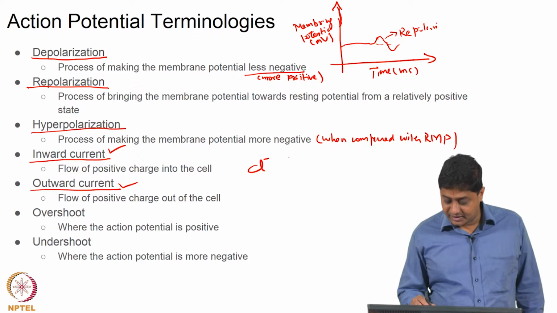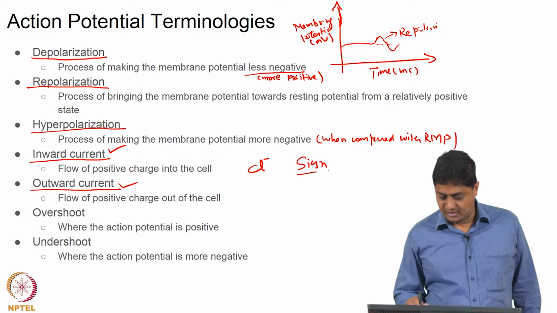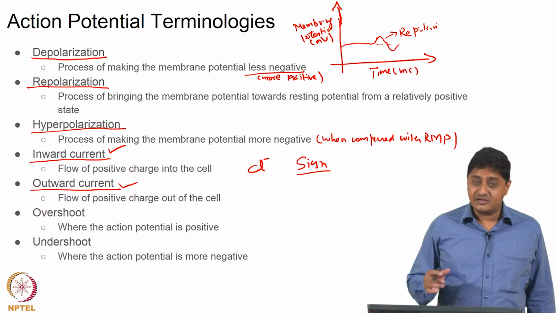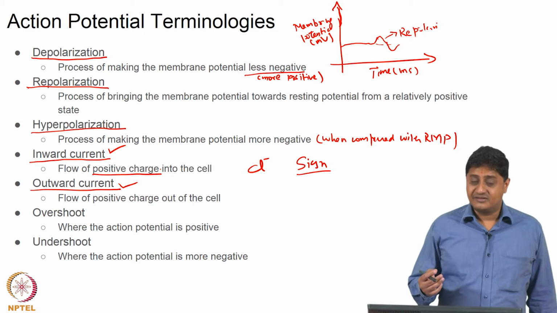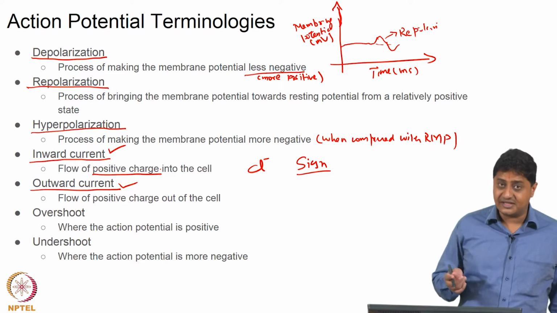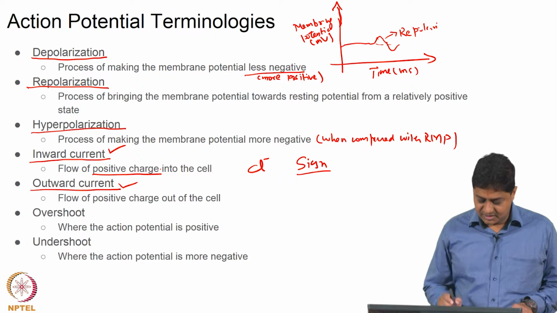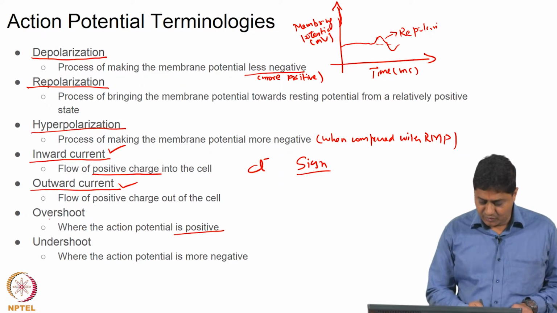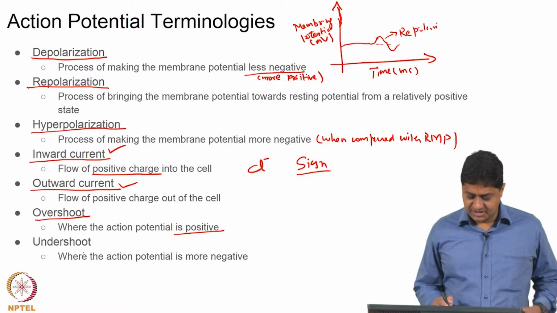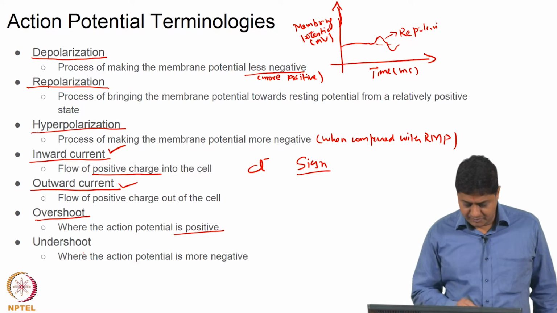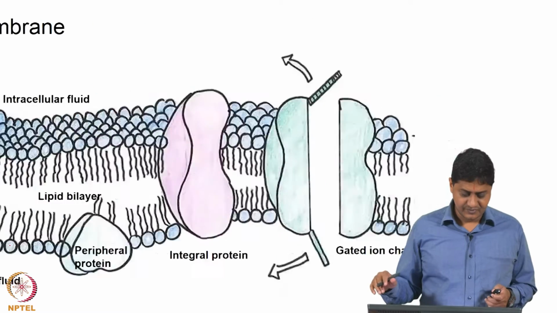So, inward current and outward current definitions depend on the sign, or whether we are talking about anions or cations. It is important to note that it is not about whether something is going inside or outside. The charge, whether it is a positive charge or negative charge, matters in this case. The period during which the action potential is positive is called an overshoot. We will discuss this later. The period during which the action potential is more negative than the resting membrane potential is called an undershoot. Okay. These are some terminologies we will be using in this class and in future classes.